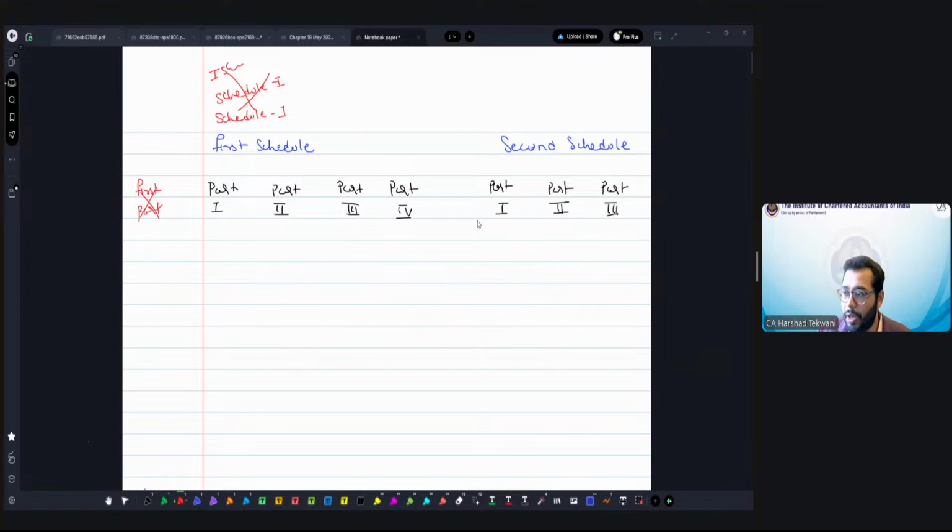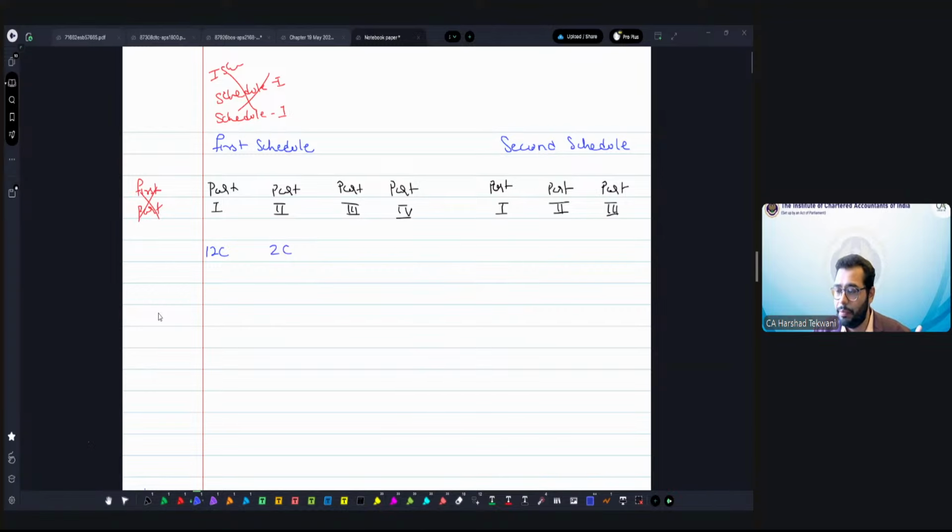Now my second question to all of you is, how many clauses do we have in part 1? Anyone? Very good, Khushi. Very good, Samanathan. Yes. So we have 12 clauses in part 1. Part 2, how many clauses do we have? Very good, Samanathan. 2 clauses.